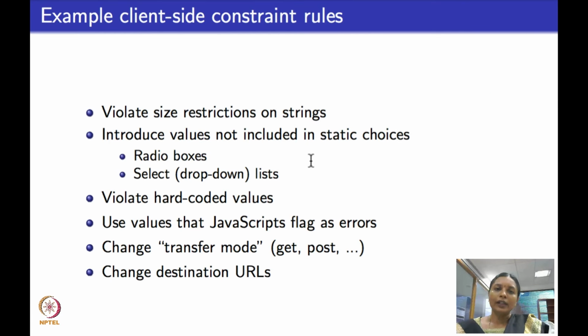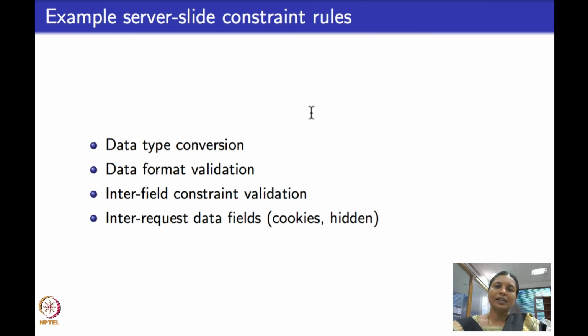For example, what can I do? I can violate size restrictions on the strings. I can include values that are not in static choices like radio boxes and drop-down lists. I can violate the hard-coded values. I can use values that JavaScript flags as errors. I can change the transfer mode from get to post. I can change the destination URL. I can do all these things to validate the client-side constraint rules.